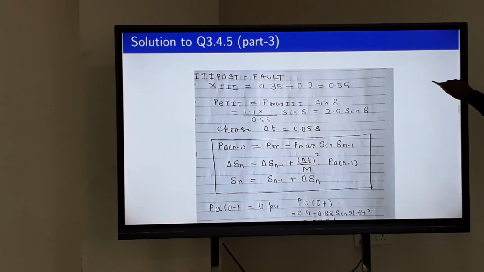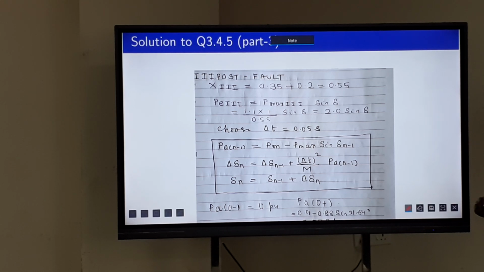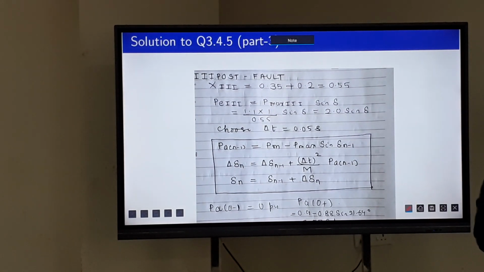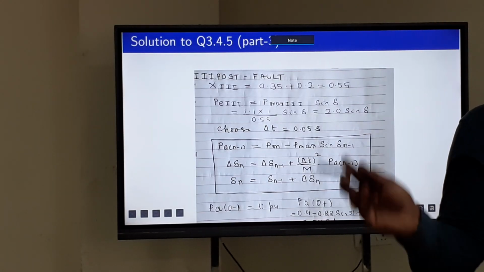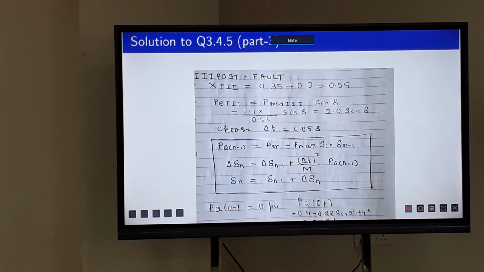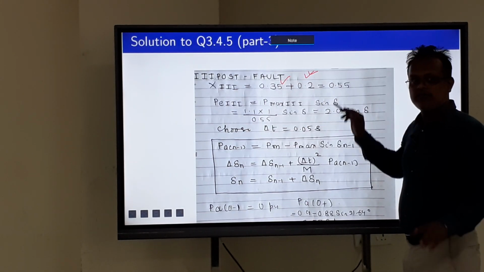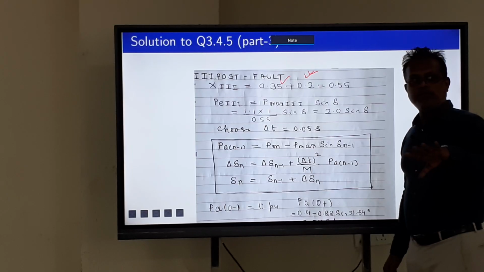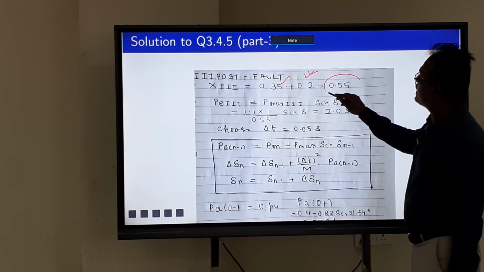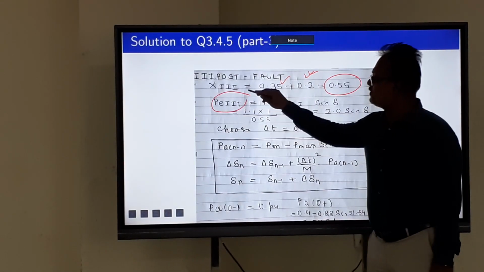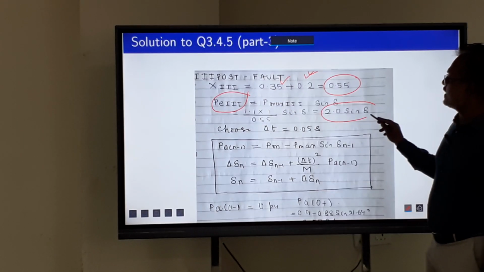Post fault. Now our objective is computing the delta versus time curve after the fault. What is the total reactance? 0.35 plus only the upper part of the line, because the lower arm will be disconnected after the circuit breaker operation. So the total reactance is 0.5, and hence the power transfer post fault is 2.0 sin delta.